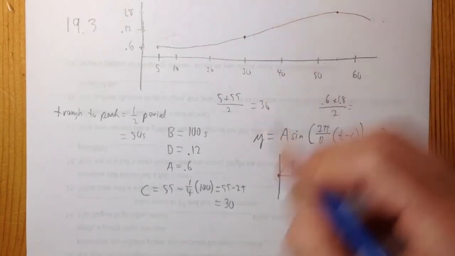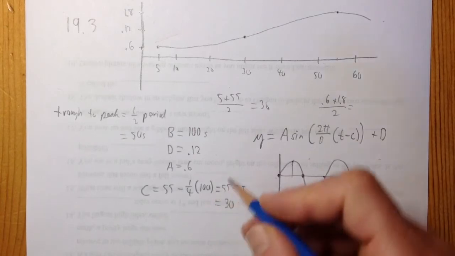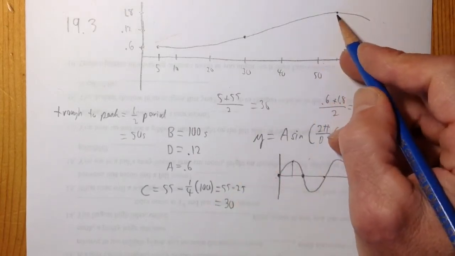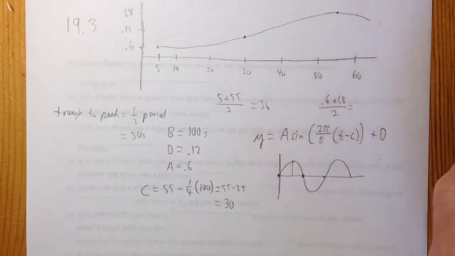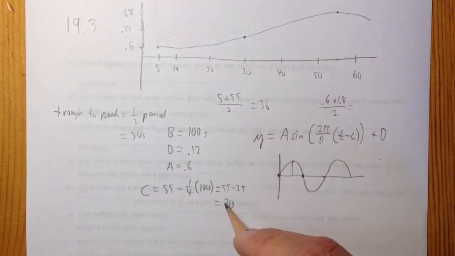And there's multiple C's. C can be 30, and it can be 30 plus the period, so 30 plus 100, or 30 plus 2 periods, because it's where it starts over again at any peak minus 1/4, and the peaks go on forever. So C is the one thing you can have lots and lots of values for, and it's usually best to take the smallest one.